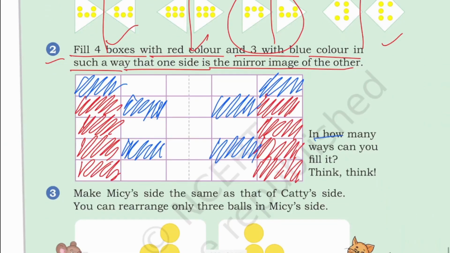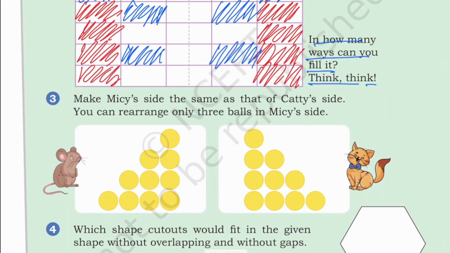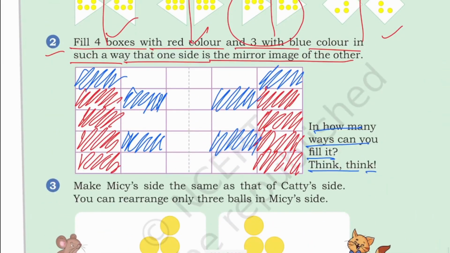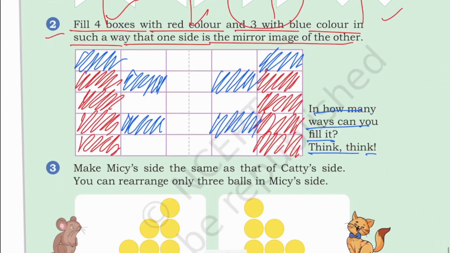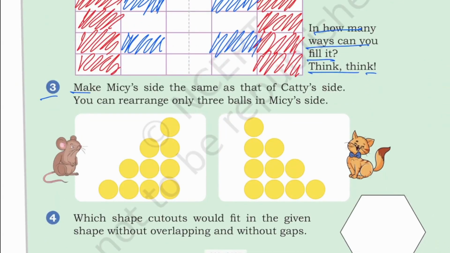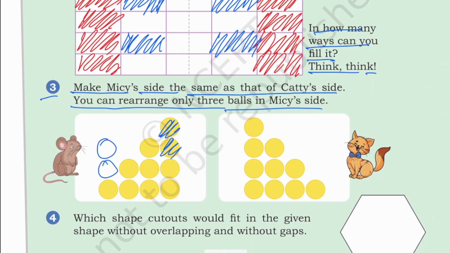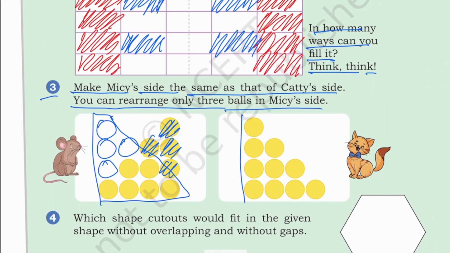In how many ways can you fill it? Think. There are various ways of doing this. You can do it any other way. Third, make the mice side the same as the catty side. You may rearrange only 3 balls in the mice side. You may arrange this ball like this, this ball like this, and this ball like this. Then place this ball here. You will get the mice side the same as the catty side.